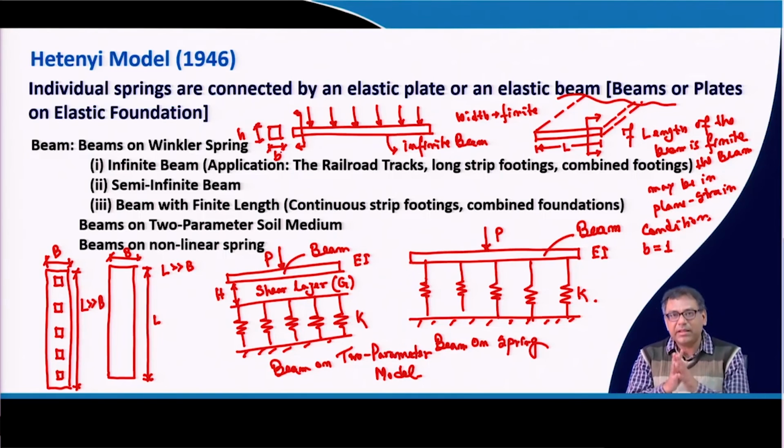So, remember that a beam can have a finite width and infinite length, or it can have finite length and a unit width. That means it is under plane strain condition where the length of the beam is finite, but the dimension along the perpendicular distance is very large, and we have to consider B equal to 1. So, that means the beam can be under plane strain condition also. Then what is the application area?